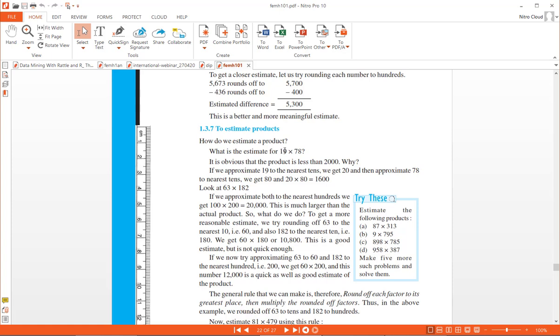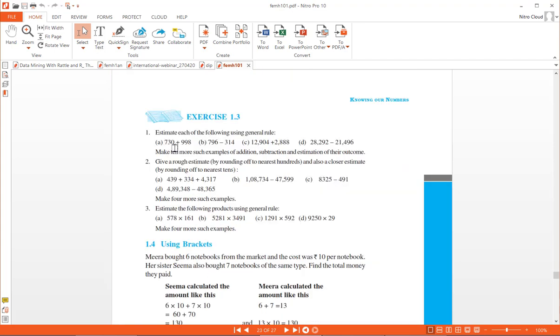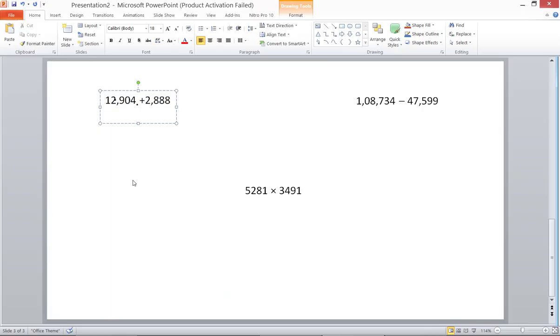Now for products, 19 into 78, it will be a good idea to approximate it to the tens place. So 20 into 80 should be good. So let's look at this exercise and try to solve a few problems here. To do this approximation, I could change it to 13,000 plus 3,000. This will give me 16,000. The other value which I could have got was 12,900 plus 2,900. So this is the other calculation which could have been done. But the first calculation seems easy and the value is also close to the actual value. So I will go with this one.